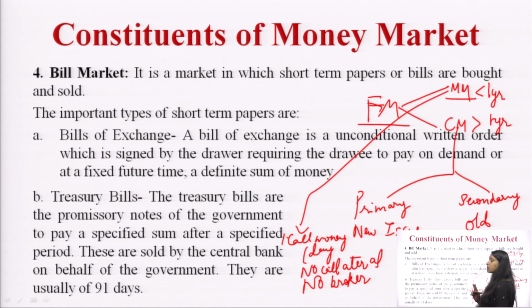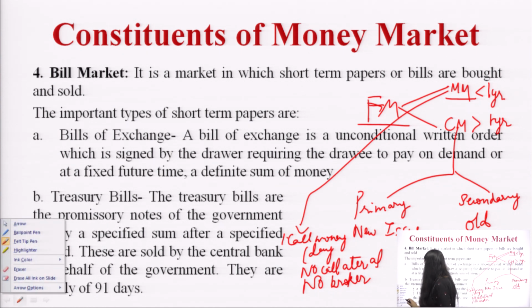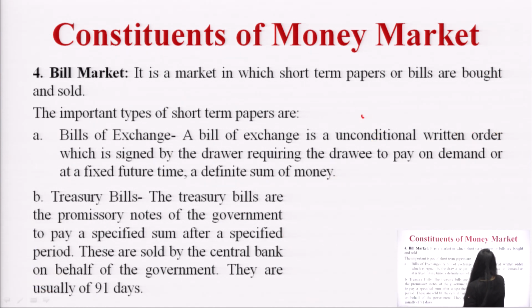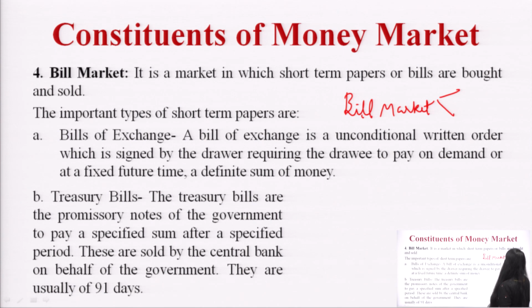The second constituent that we have understood is your commercial bills, which is the bill market, the bills of exchange. In the bill market, we have understood that there are two types: the bill of exchange, which is drawn by the seller on the buyer and the buyer signs it, and the second is the treasury bill.